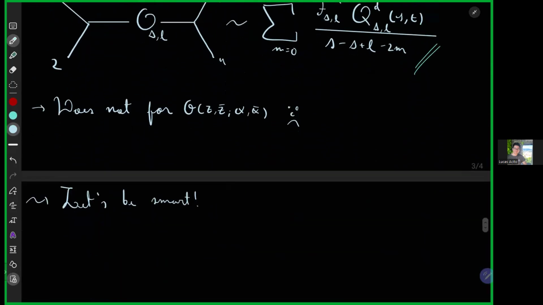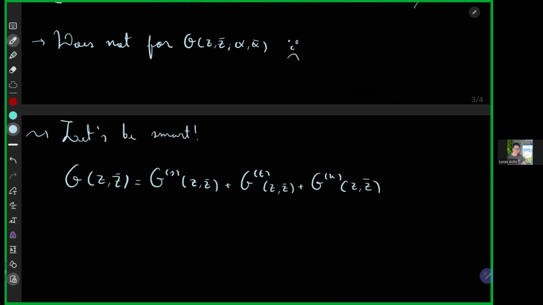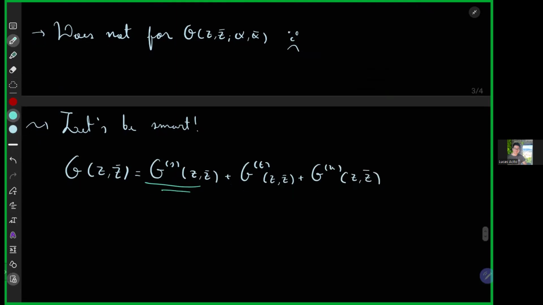Okay, so let's try to be smart. First of all, since I'm going to ignore alpha and alpha bar from now on, let's take our G, which we want to compute, and write it in terms of a contribution from each channel. We can do that essentially because we are working in the regime which is dual to Witten diagrams, so we can naturally divide things in terms of S, T, and U. So we can divide our functions into 3 channels. Let's just look at the S channel. The other ones will just be related by crossing symmetry to the S channel.